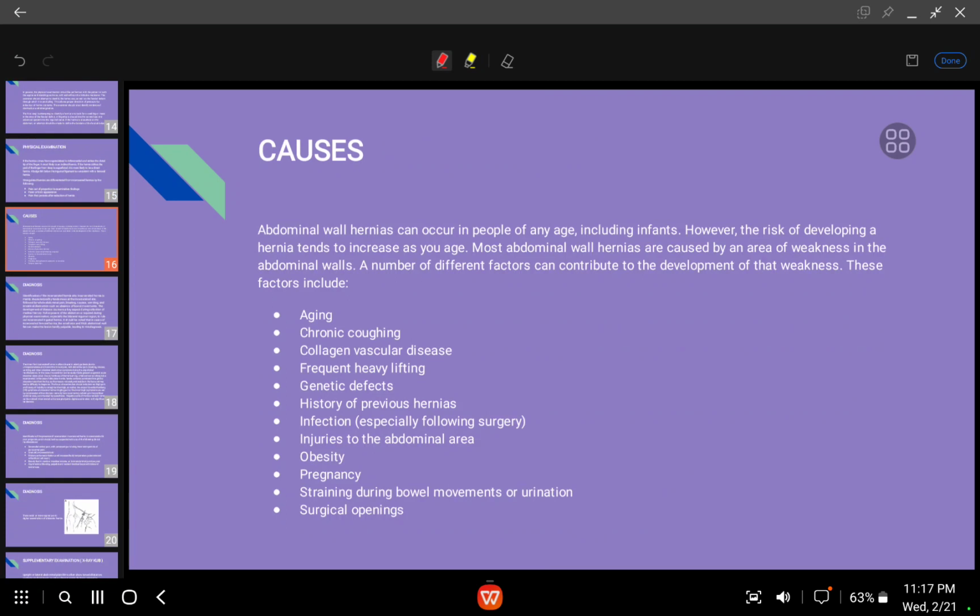These factors include aging, chronic cough, collagen vascular disease, frequent heavy lifting, genetic defects, history of previous hernias, infection, especially following surgery, injuries to the abdominal area, obesity, pregnancy, straining during bowel movements or urination, and surgical openings.